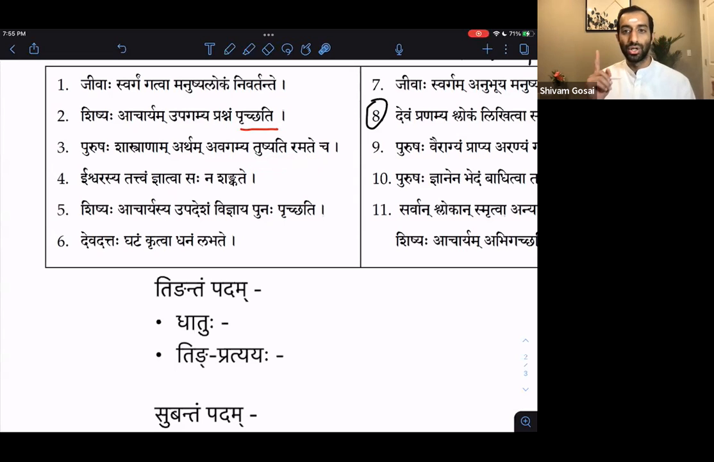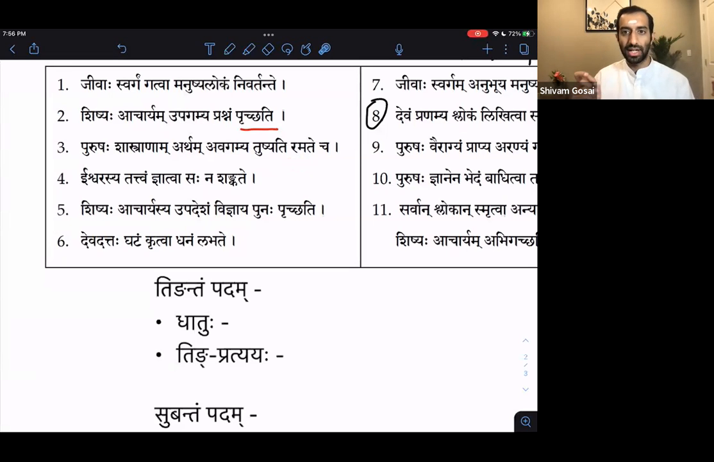Tushyati, tush dhatu, lat lakara, kartari prayoga, prathama purusha ekavachana. Tush, by the way, means to be pleased or to be satisfied. Yeah, that's correct, it is not 1p, it is 4p. That's why you see the yakara, tushya, 4p. So that's a good correction. 4p, tushyati, to be pleased. So he's pleased, he's enjoying.